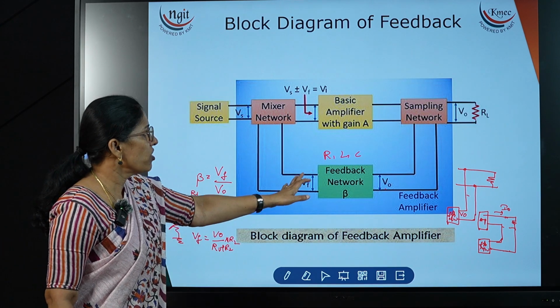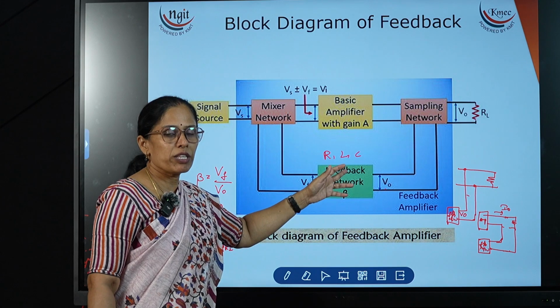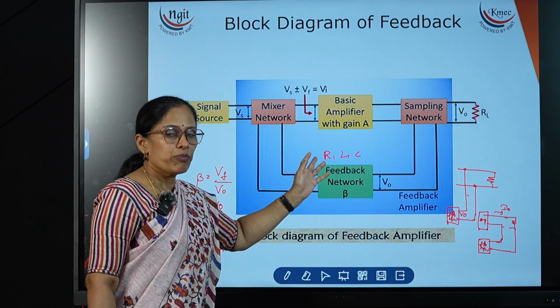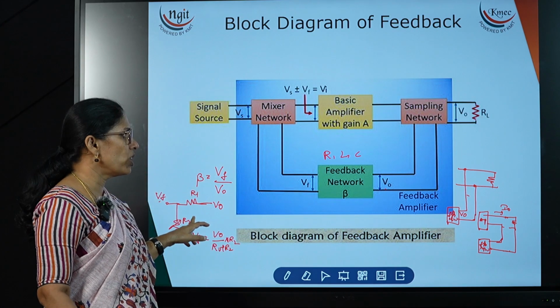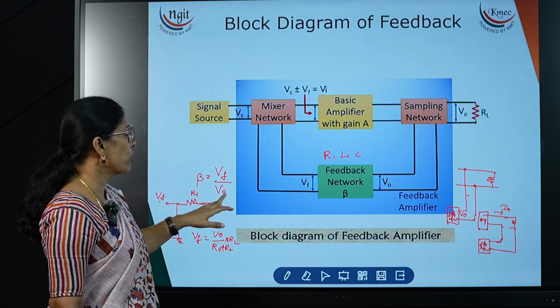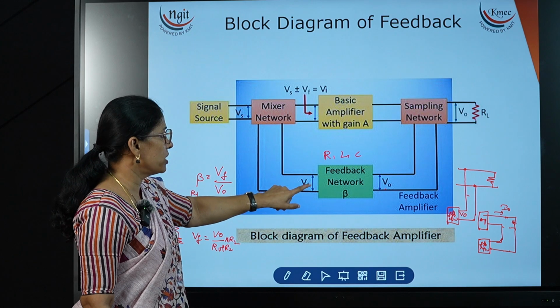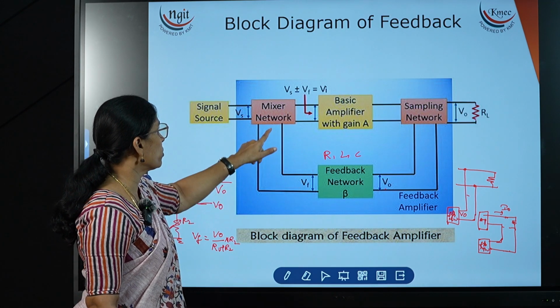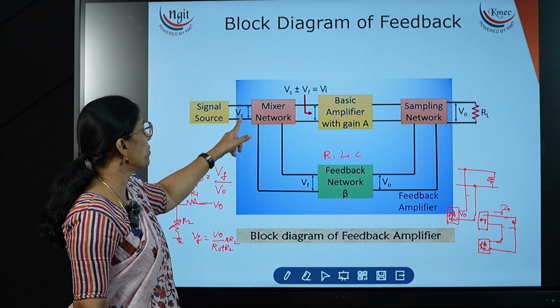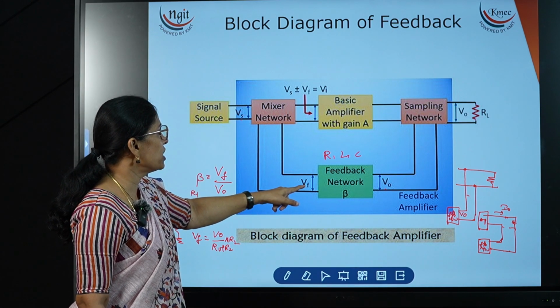So this is about the feedback network. This may be a combination of R, L, C, or all three values, or any combination of these values. Here I have shown only the R resistor value. After getting this feedback signal, or sample signal, we need to apply it at the input. The input signal is the Vs signal and the feedback signal is the Vf signal.